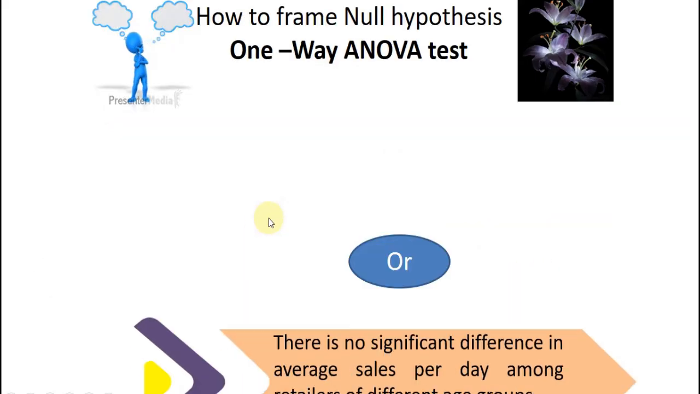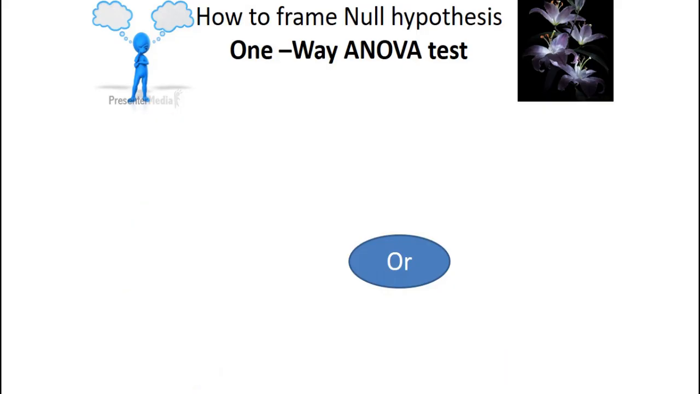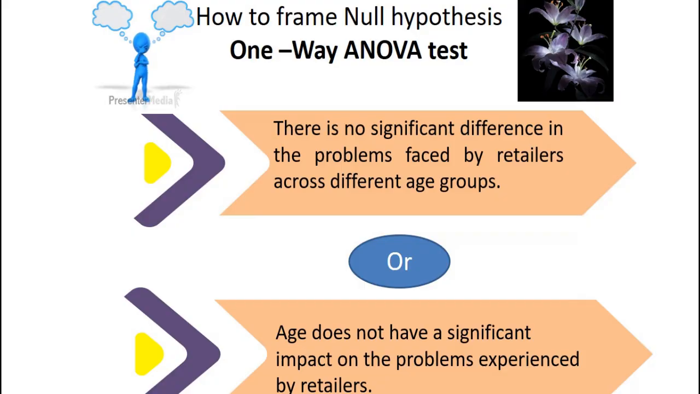Let us see how to frame the null hypothesis. My first variable is sales per day. The independent variable is age group. So you can frame the null hypothesis either by this method or this method. Let us see another hypothesis for another variable. Here my dependent variable is problems faced by retailer. My independent variable is different age group. So we can frame the null hypothesis by following any one method.